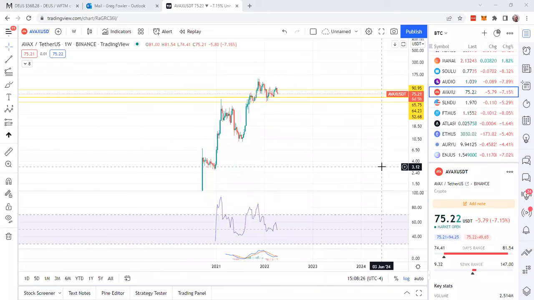I'm going to do an analysis on AVAX to see if we can find out where this target on AVAX is going to end up, because AVAX actually has been pretty strong. I have it on the other computer over here, and it just seems to be holding above the 64.